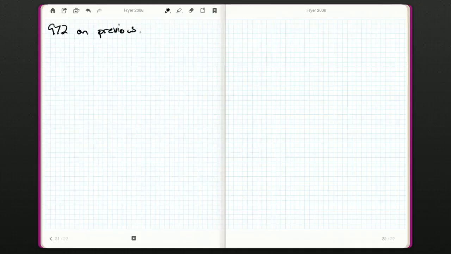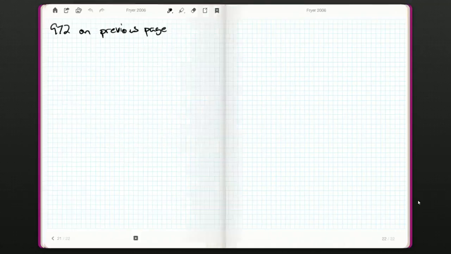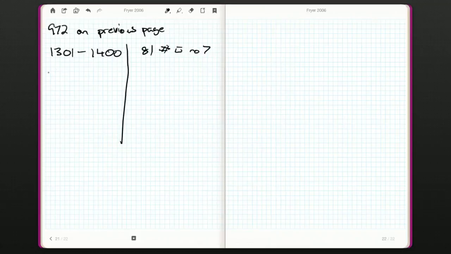On the previous page, we left off, I believe, at 1300. Yep. So 1301 to 1400: still 81 numbers with no 7. 1401 to 1500, that's 81. We're getting close to 1700, however.